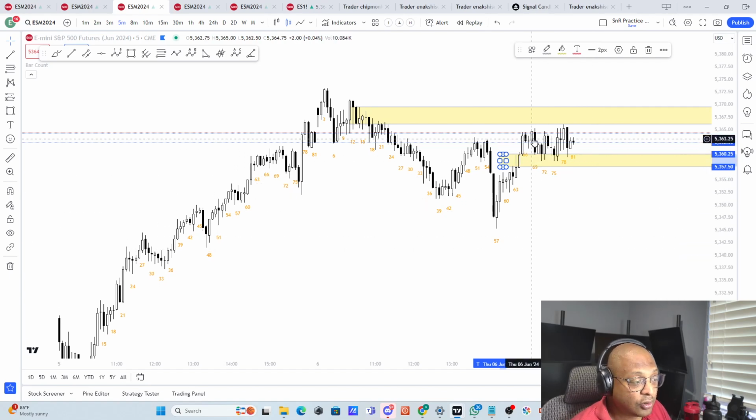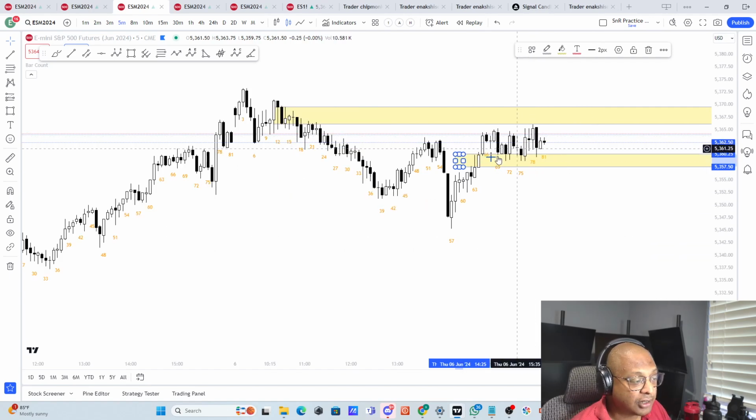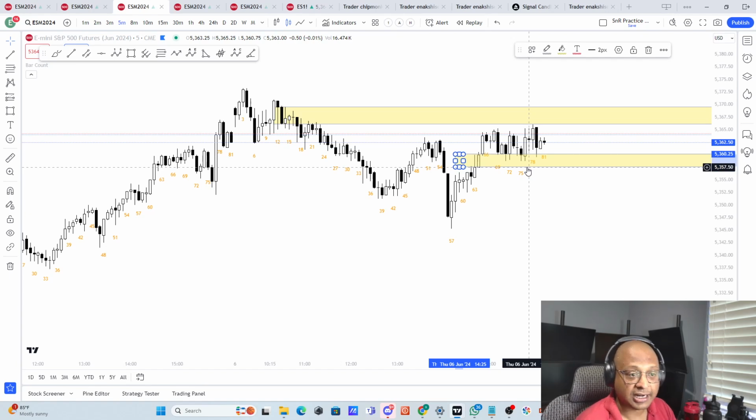Look here, one green bar, one red bar, another green bar, another red bar, another green bar, another red bar. There is no consistency. The market is now in a balance zone here. The market is saying that we will stay in this balance zone as long as there is not a catalyst.